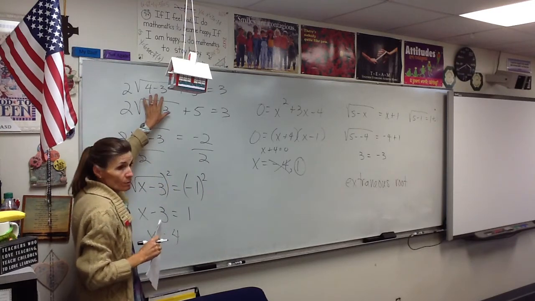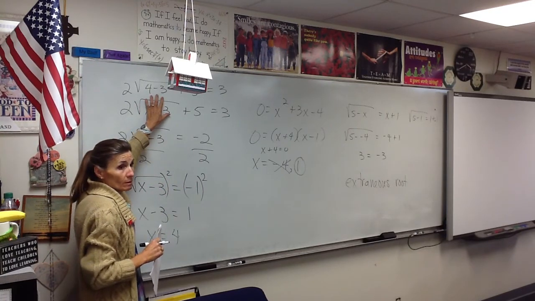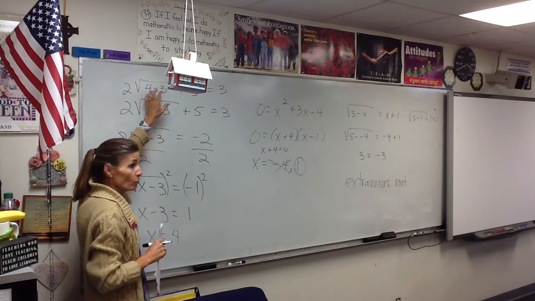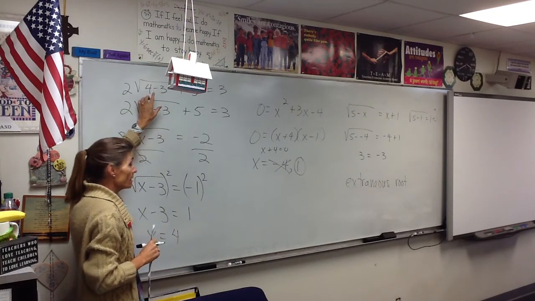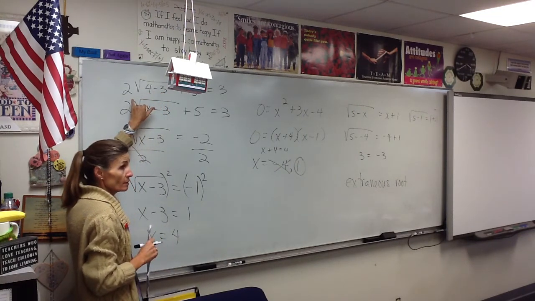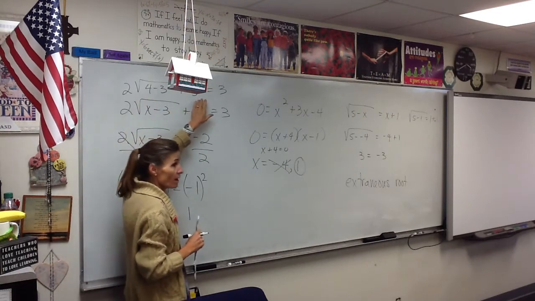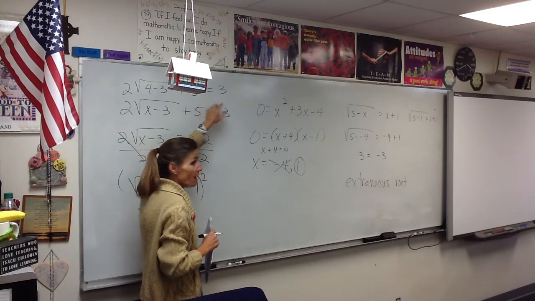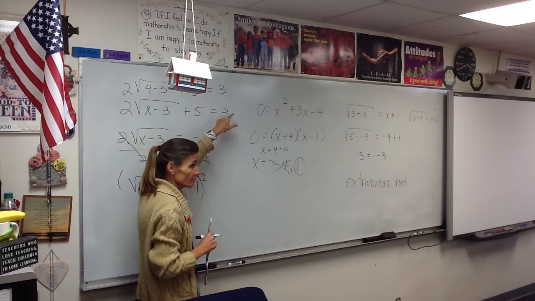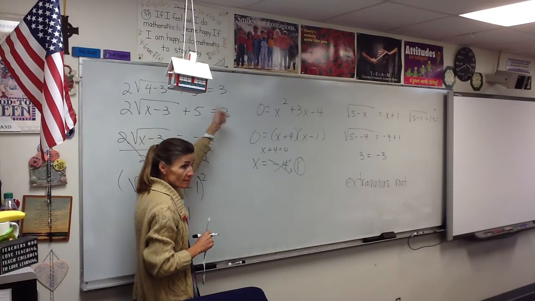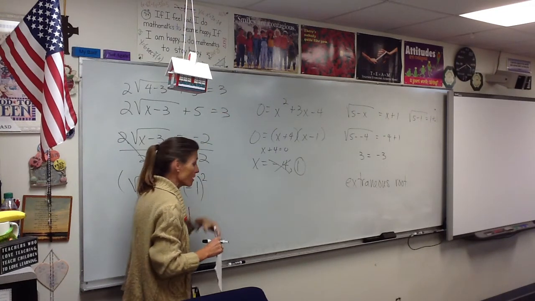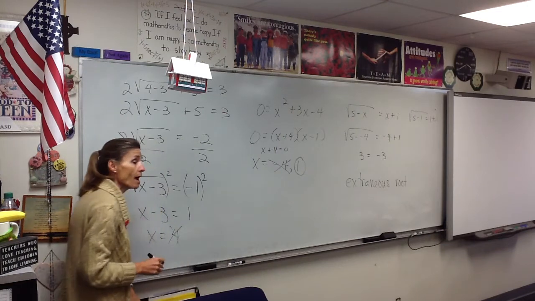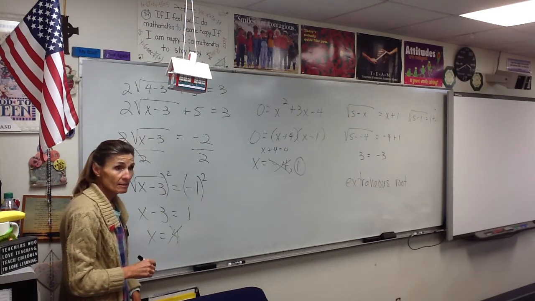What's 4 minus 3? 1. And the square root of 1 is 1. Times 2 is 2. Plus 5 is not 3. Right? Does that answer check? No, it's extraneous. It's the only option I had.